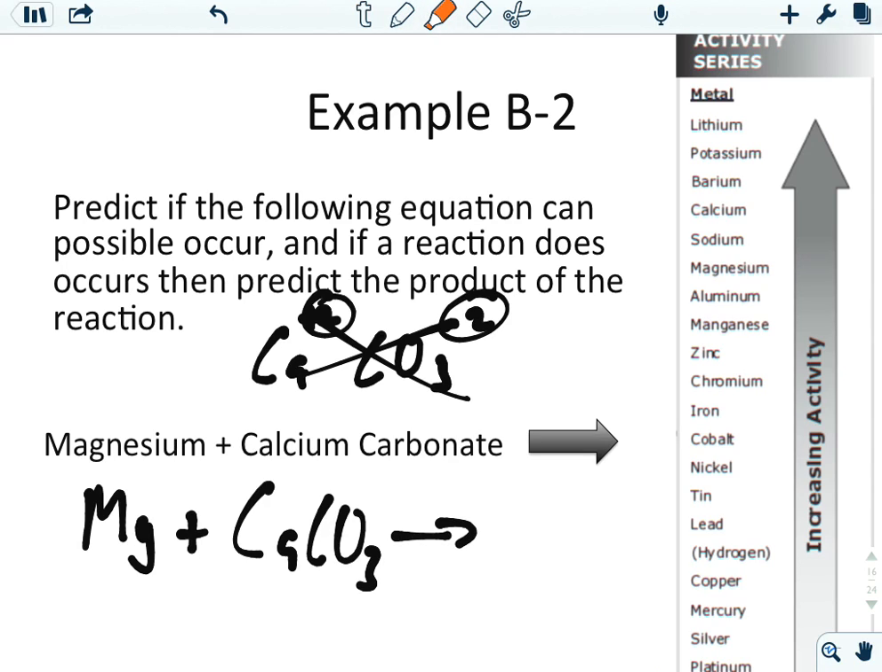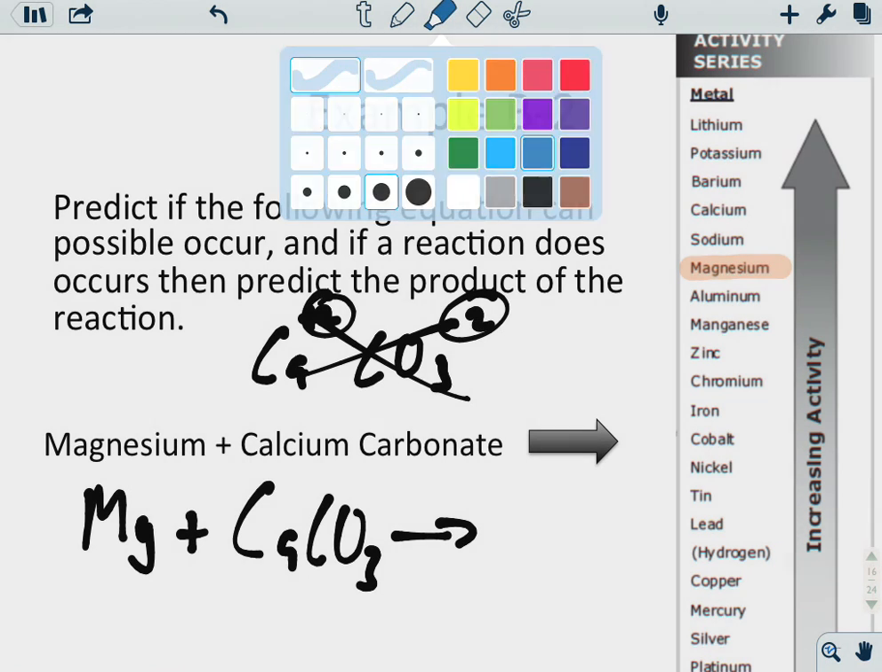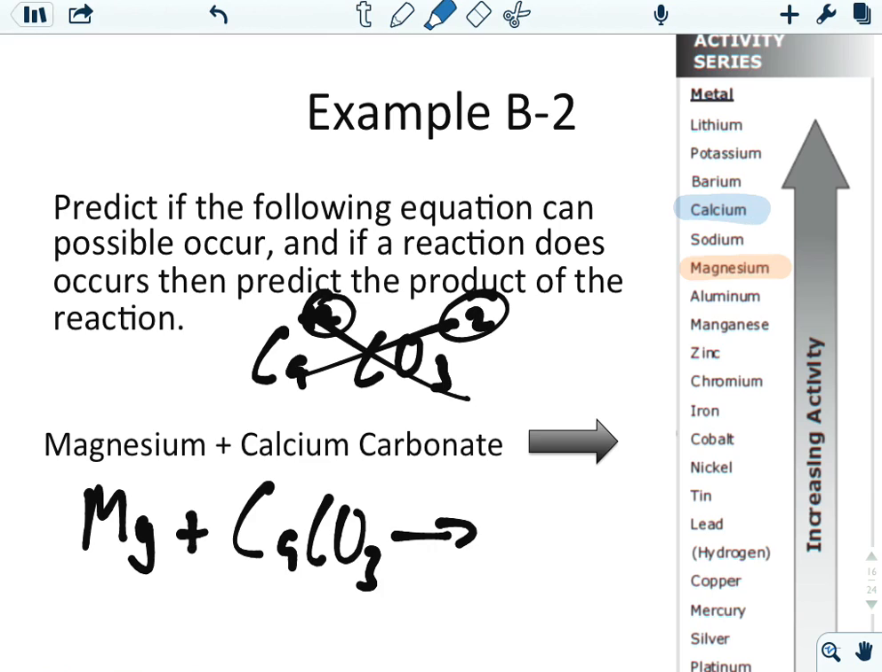So we look for it. Where is magnesium? Magnesium is right here. Okay, it can replace anything below it. Where's calcium? Well, calcium just tends to be above it. So since calcium is above magnesium, magnesium cannot replace calcium. So therefore, we would just say that no reaction.